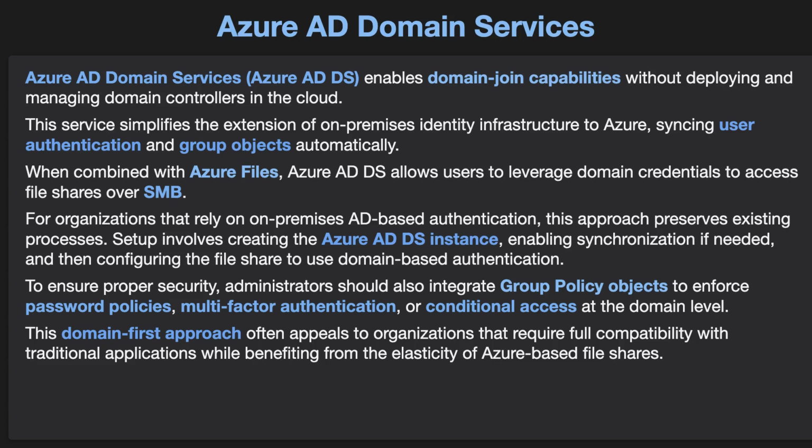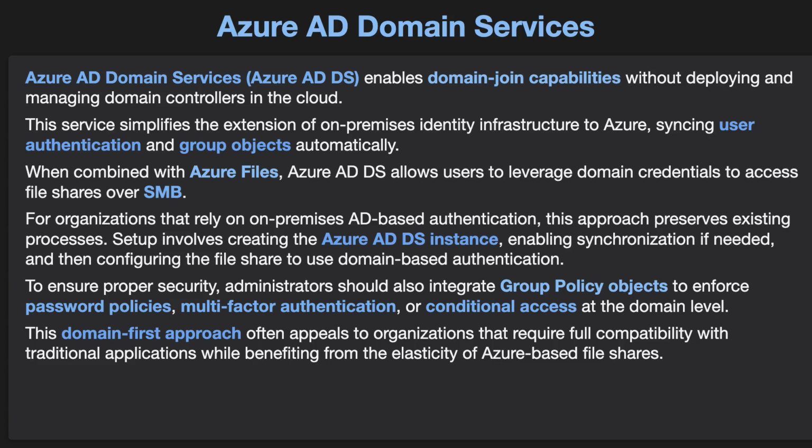Setup involves creating the Azure ADDS instance, enabling synchronization if needed, and then configuring the file share to use domain-based authentication. To ensure proper security, administrators should also integrate group policy objects to enforce password policies, multi-factor authentication, or conditional access at the domain level. This domain-first approach often appeals to organizations that require full compatibility with traditional applications while benefiting from the elasticity of Azure-based file shares.